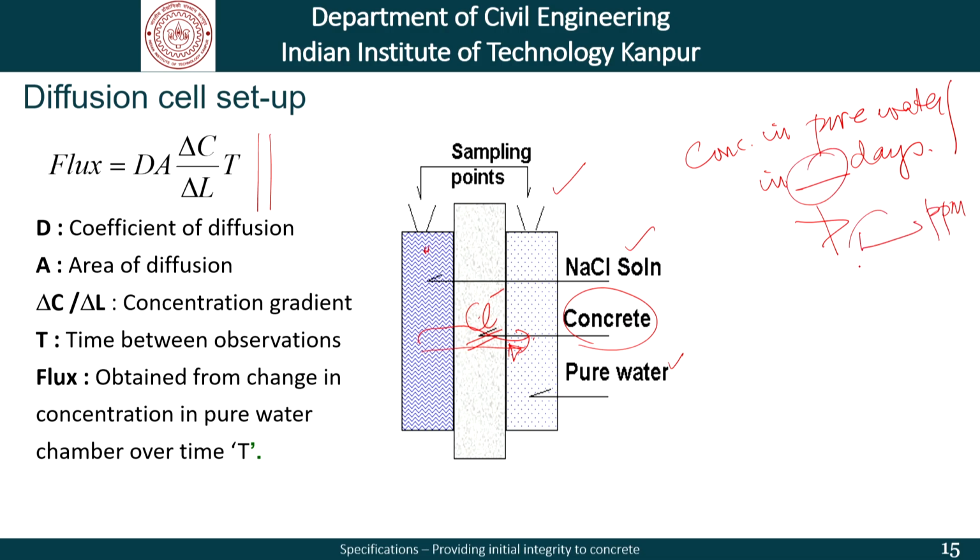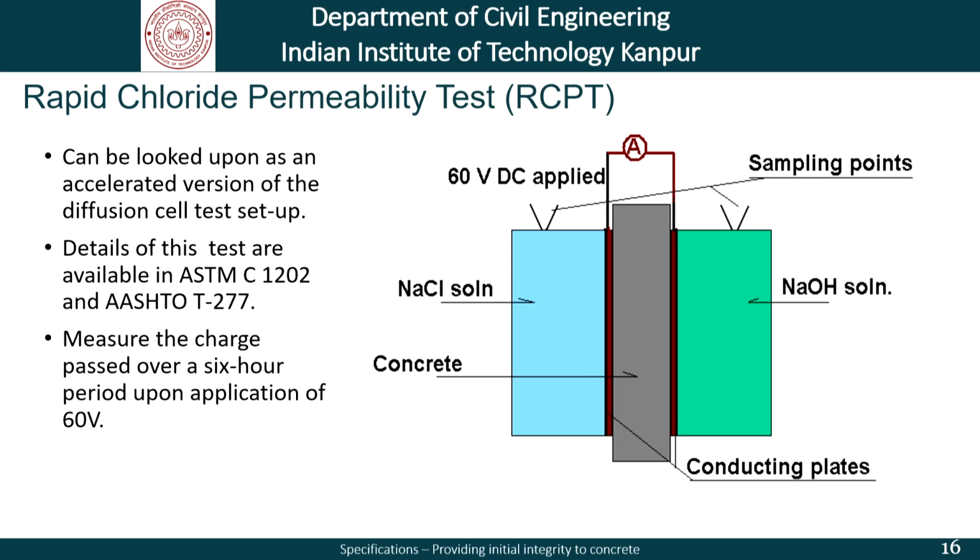Now, these numbers are the ones that are left open to people who are going to use the structure. So, for one structure we may have A and B as these numbers, for another structure C and D can be the numbers, and these numbers have to be decided by the owners and clients. So, basically what we are talking about is a test method which is given, and the specifications have to be drawn up separately. So, moving on, there is the rapid chloride permeability test, or the RCPT, which can be looked upon as an accelerated version of the diffusion cell setup that we just saw.